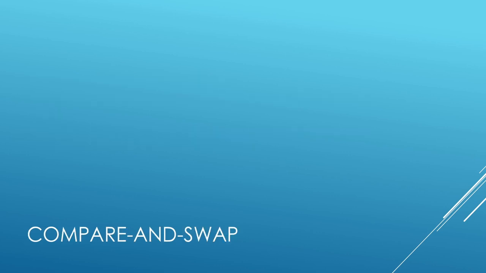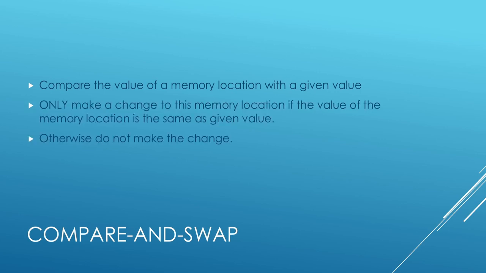The second is compare and swap. Compare and swap compares the value at a memory location with a given value and only makes changes to the memory location if the value at the memory location and the given value are the same. Otherwise, no change is made.